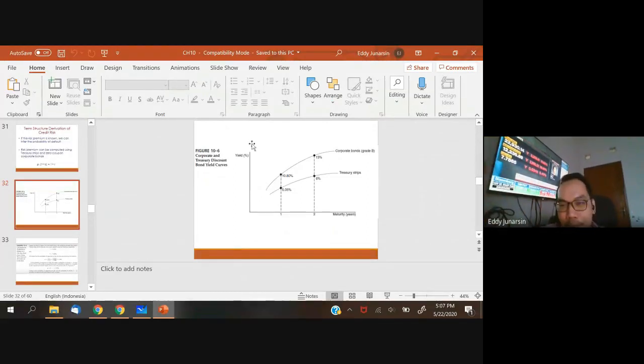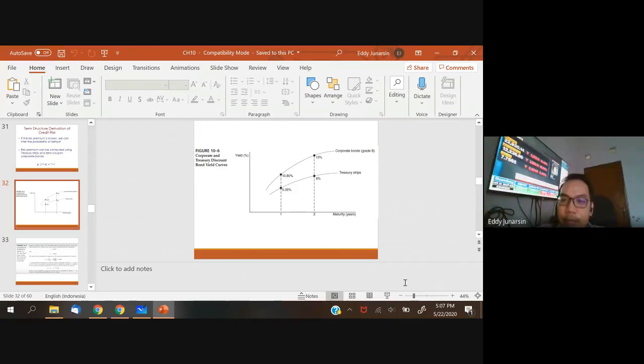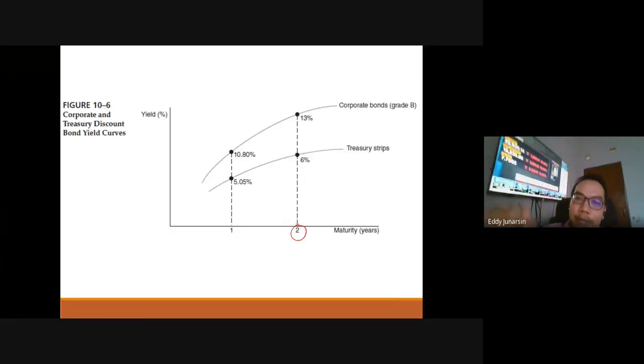Why is the corporate bond paying higher again? Because there's a higher risk. Higher risk, yeah, that's right. So for 2 years, you see the same thing, same logic here. If you invest in the treasury or government securities for 2 years, you expect to get 6. But if you buy the corporate bond, a grade B bond, you are projected to get 13%. That makes sense, right? So now if I ask you, what is the probability of repayment for 1 year?